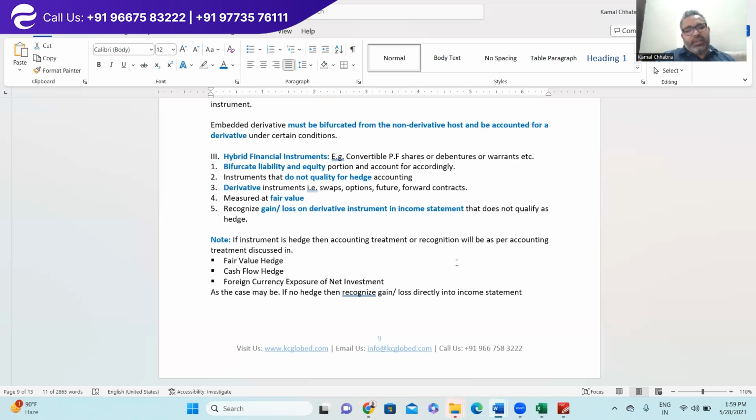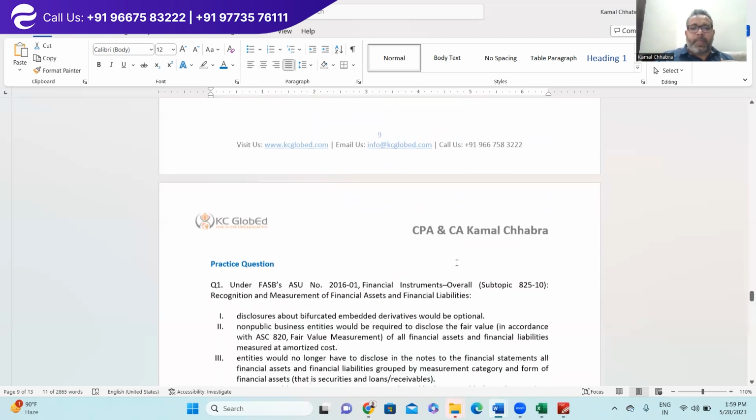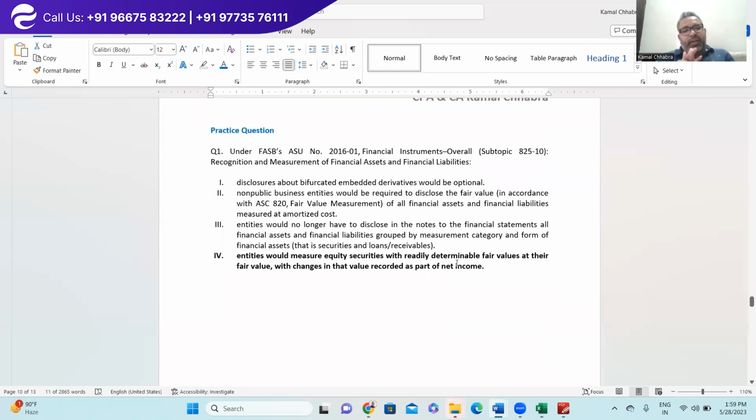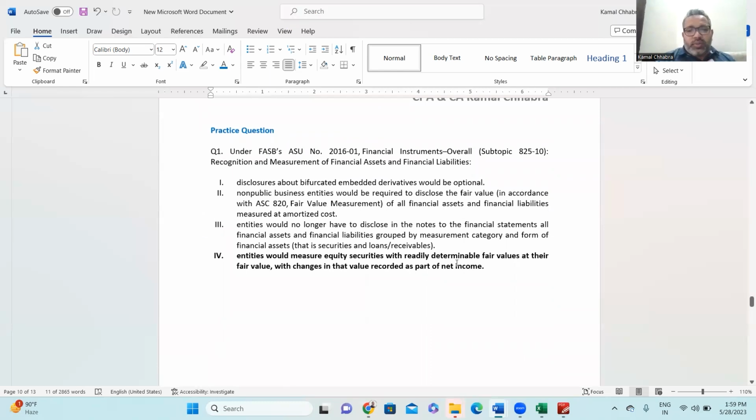If the instrument is hedged, then the accounting treatment or recognition will be according to cash flow hedge, fair value hedge, or foreign currency exposure, as the case may be. Right. Last question of the day: under FASB ASU 2016-01, financial instruments overall subtopic of ASC 825, recognition and measurement of financial assets and liabilities, which statement is correct? Disclosure about bifurcated embedded derivatives would be optional. The answer is no, it is mandatory.